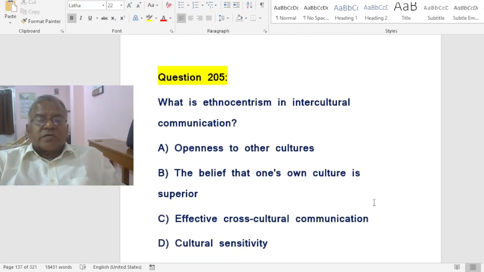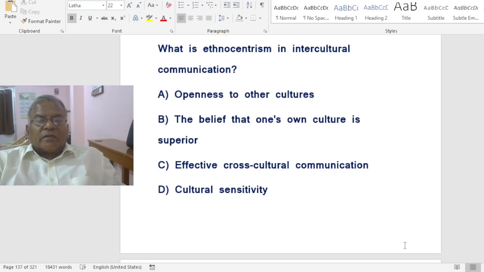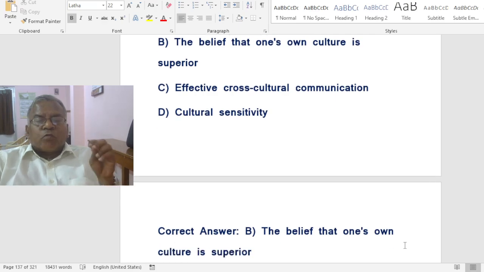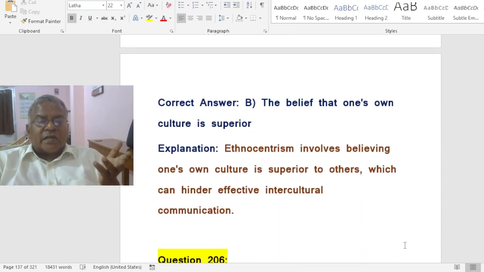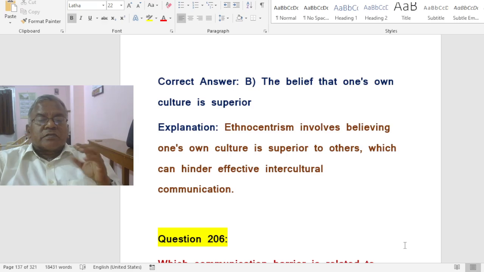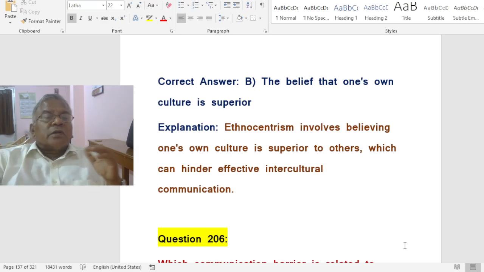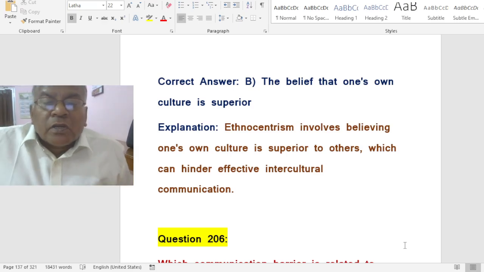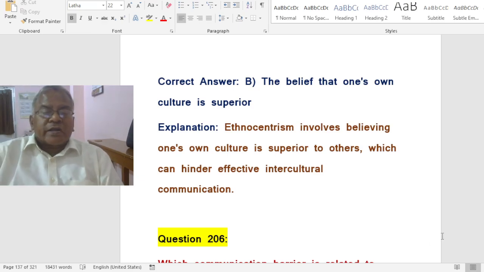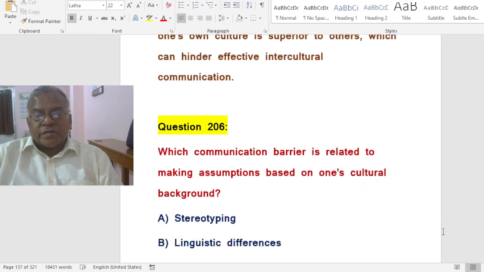What is ethnocentrism in intercultural communication? That is the belief that one's own culture is superior. We already saw that. Ethnocentrism involves believing one's own culture is superior to others, which can hinder effective intercultural communication.